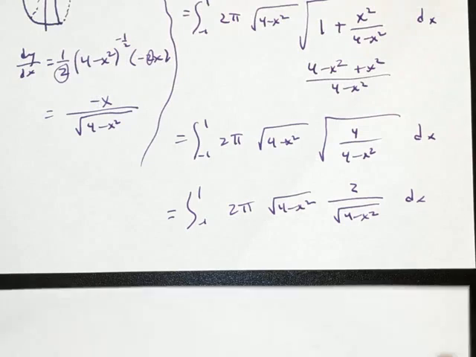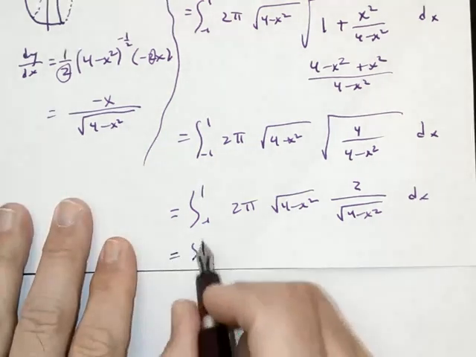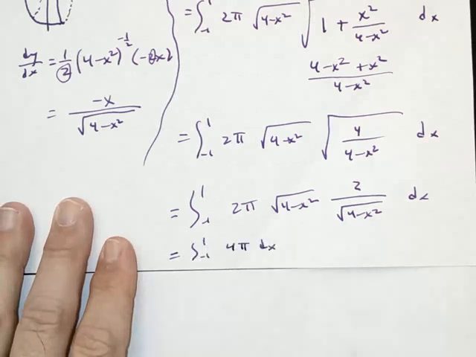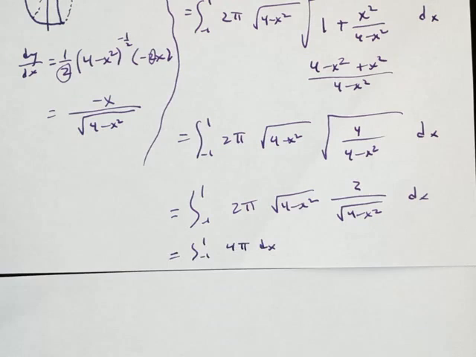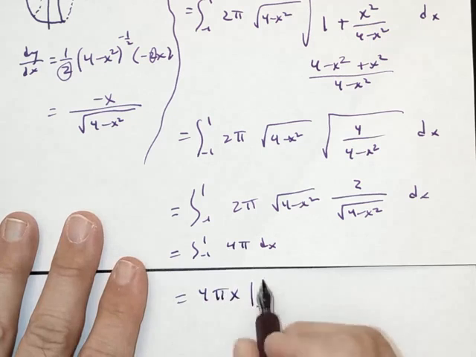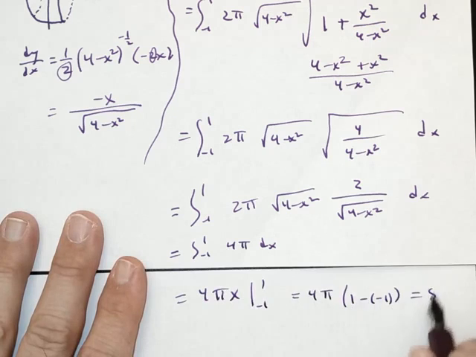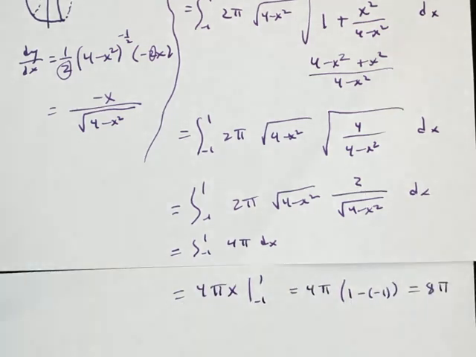Oh. Well, if those square roots cancel, then this is just the integral of... Careful. 4 pi. Integral of 4 pi. Which gives me 8 pi as a result. Because I get 4 pi x from 1 to negative 1. And that is a 2 inside those parentheses. Oh, that worked out so much better than I wanted.